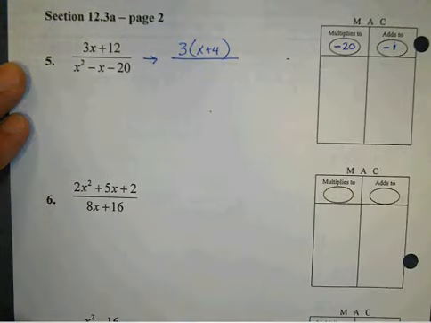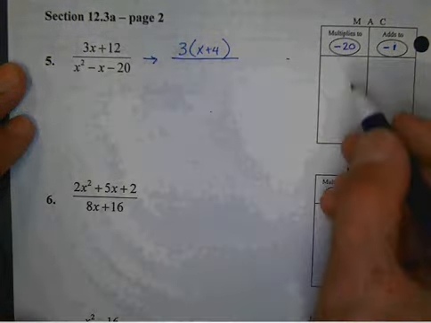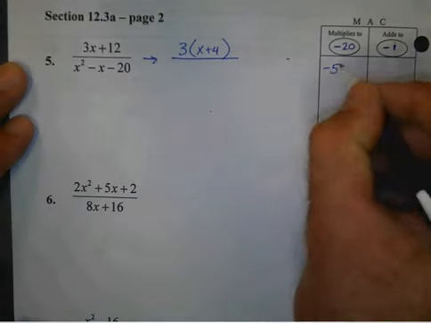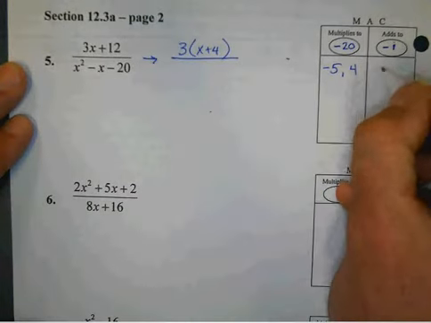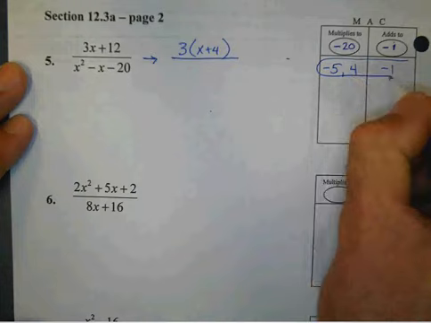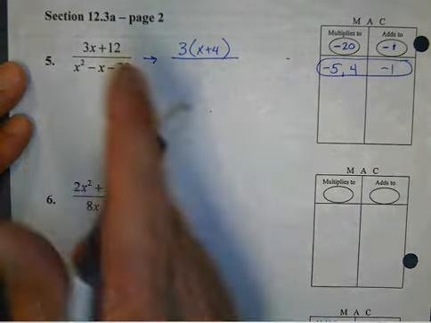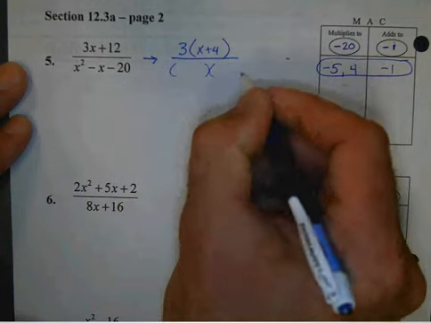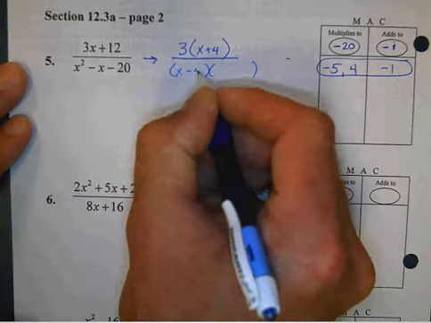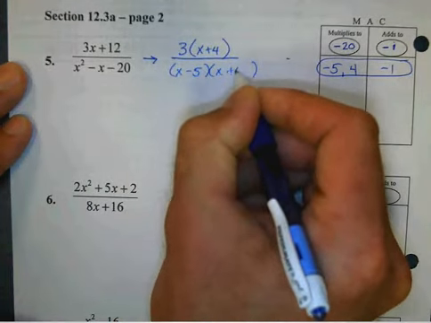Can anyone think of two factors that multiply to negative 20 that add to negative 1? Jalan, what do you got? Negative 5 and 4. Okay, so that's our choose. Because we just have 1x squared, we can jump right to our factors. And those are x minus 5 and x plus 4.